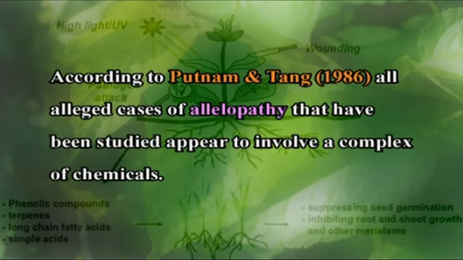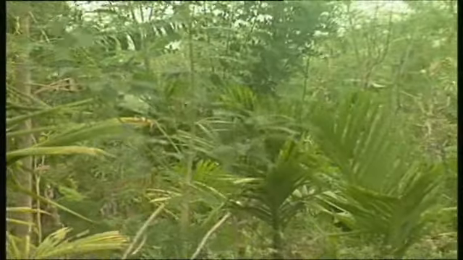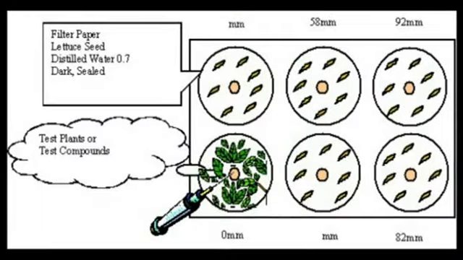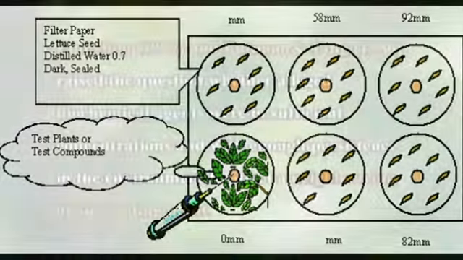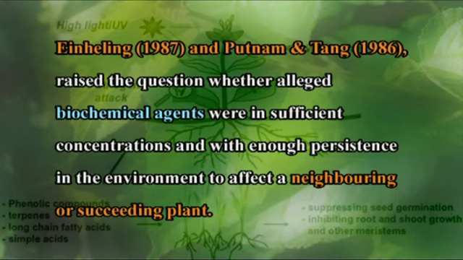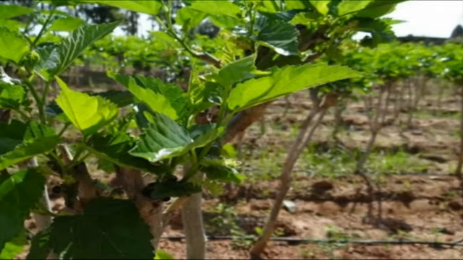According to Putnam and Tang 1986, all alleged cases of allelopathy that have been studied appear to involve a complex of chemicals. No single phytotoxin was solely responsible for, or produced as a result of, interference by a neighboring plant. Few studies on allelopathy concentrate on the mechanisms and processes involved in the production of allelochemicals. Healing 1987 and Putnam and Tang 1986 raised the question whether alleged biochemical agents were in sufficient concentration and with enough persistence in the environment to affect a neighboring or succeeding plant.